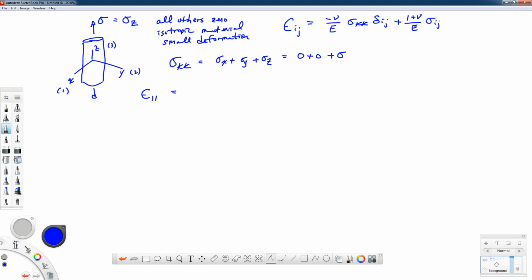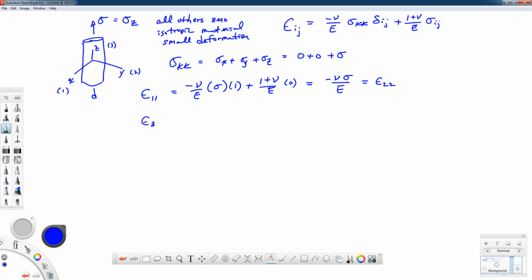So epsilon 1-1 would be equal to minus nu over E sigma kk, which is sigma, times Kronecker delta 1-1, which in this case is equal to 1. Then we're going to have plus 1 plus nu over E sigma ij. Now sigma 1-1 is equal to 0. So what we're left with is minus nu sigma over E, which is what we expect from our regular Hooke's law, as you might write it in undergraduate mechanics of materials. If we do the math, this is the same as epsilon 2-2.